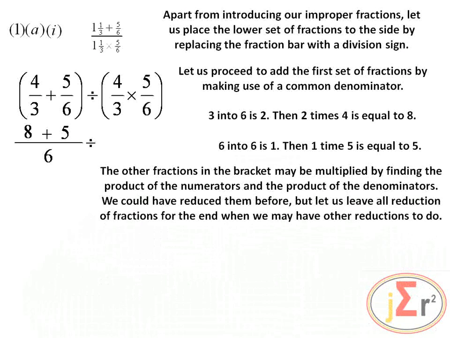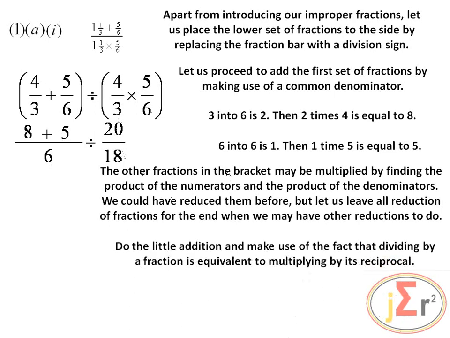The other fractions in the bracket may be multiplied by finding the product of the numerators and the product of the denominators. We could have reduced them before, but let us leave all reduction of fractions for the end, when we may have other reductions to do. Of course, we have a common factor of 2 here and here, but let's not do any reduction at this point. Let us leave all reduction for the instant at which we need to do reductions. So 4 times 5 is 20, 3 times 6 is 18.